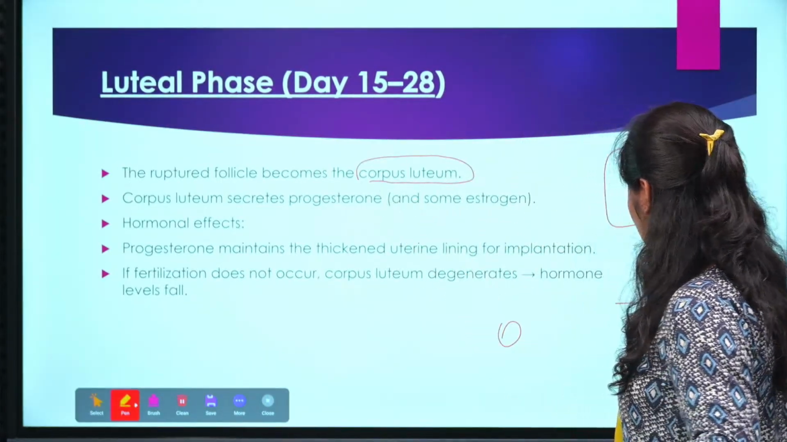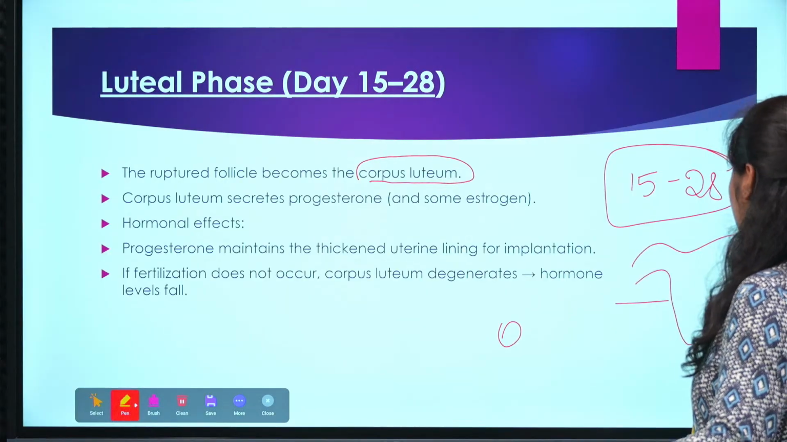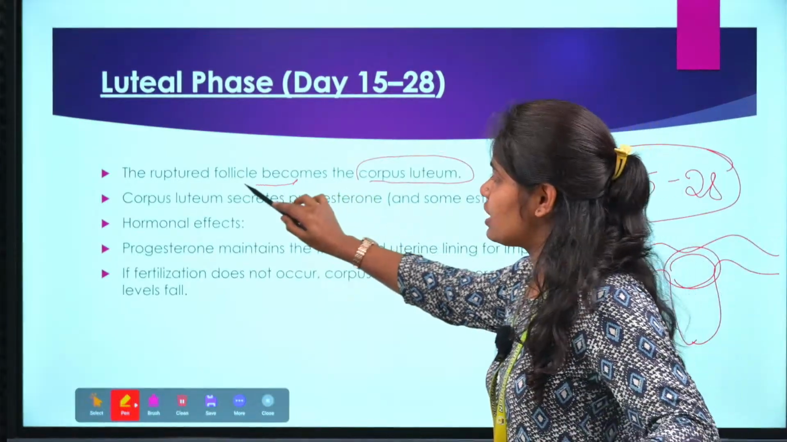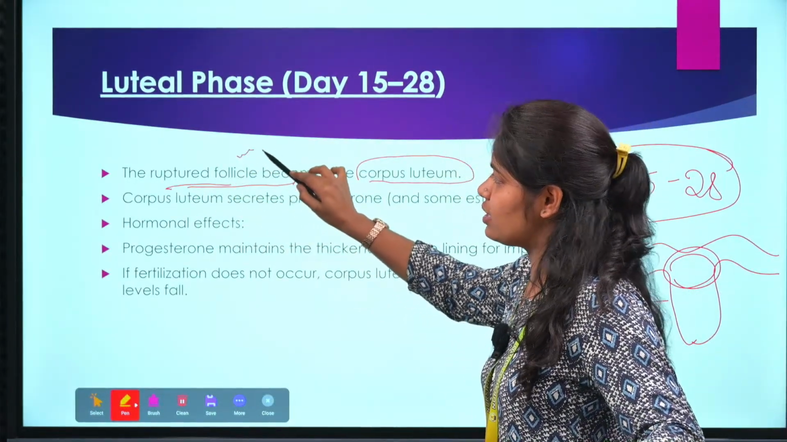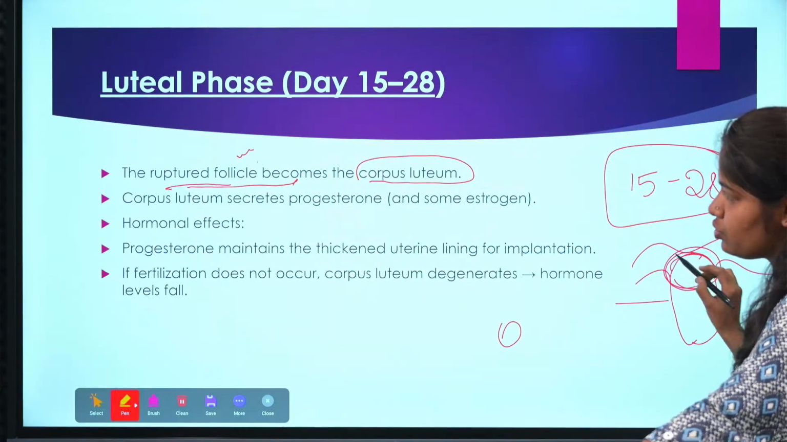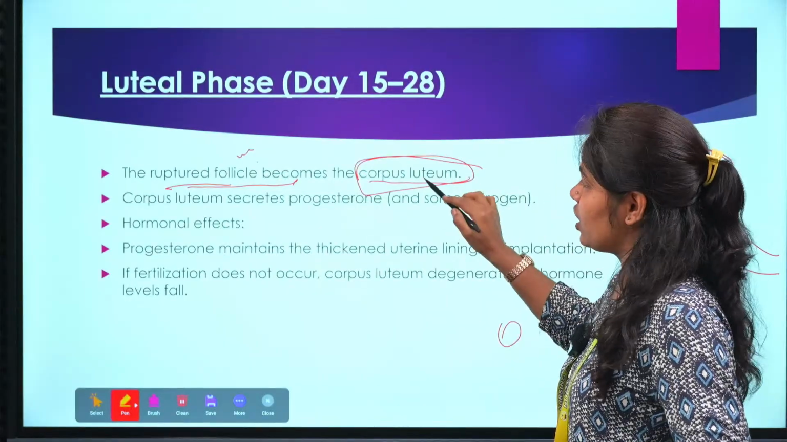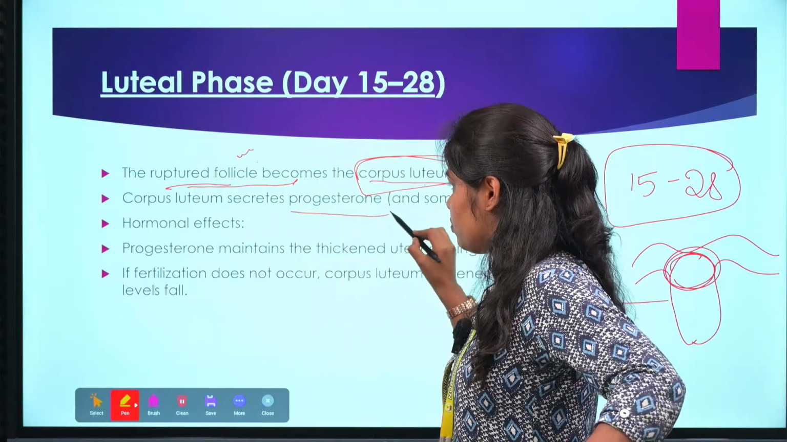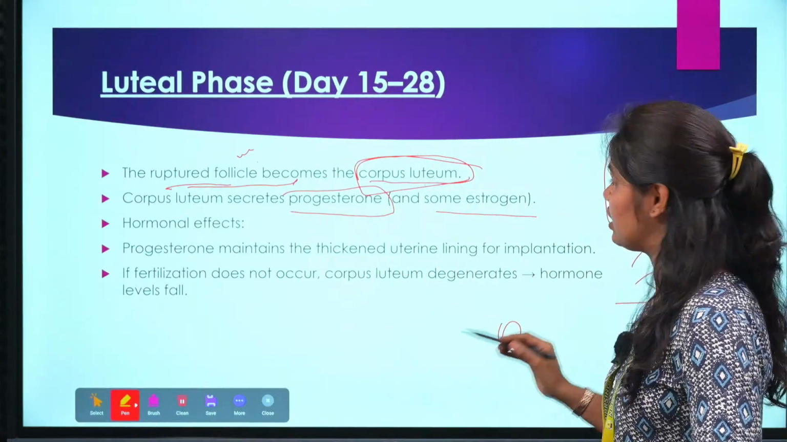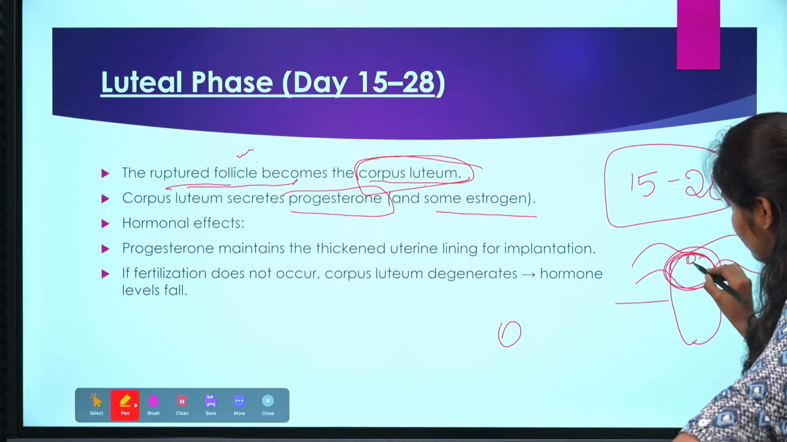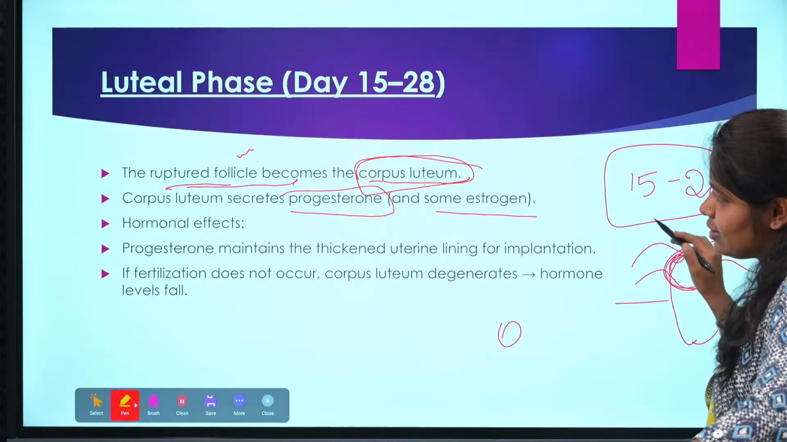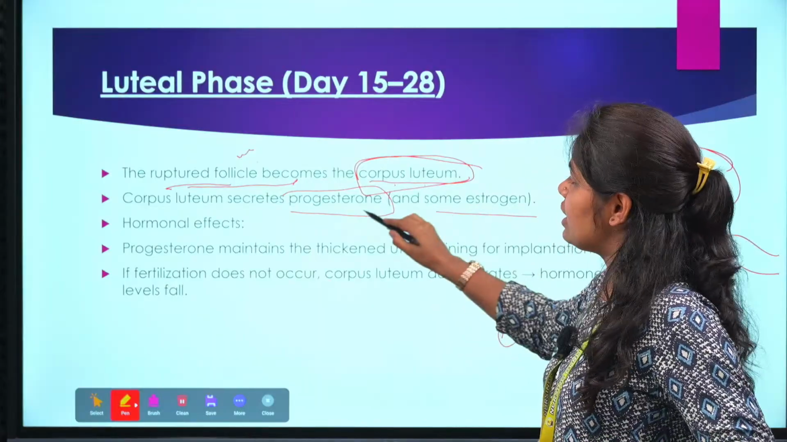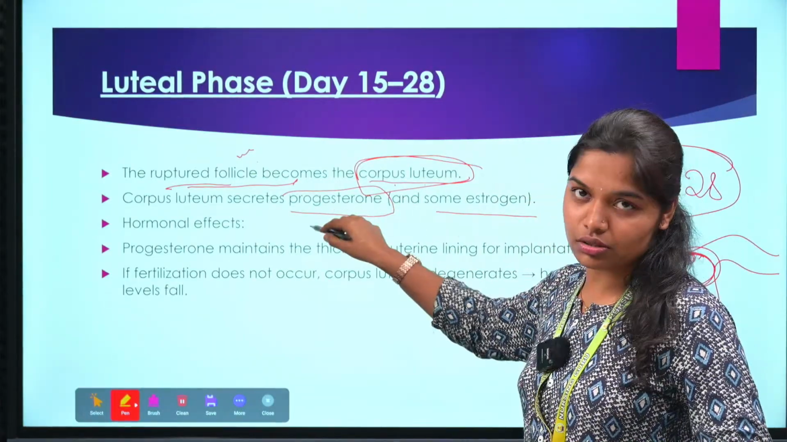It will be attaching to the endometrium lining. The ruptured follicle is going to attach to the inner lining of the uterus, we will call it the corpus luteum. The corpus luteum is going to form in the luteal phase. The corpus luteum secretes the progesterone hormone and sometimes estrogen. This corpus luteum helps to produce estrogen and also progesterone.